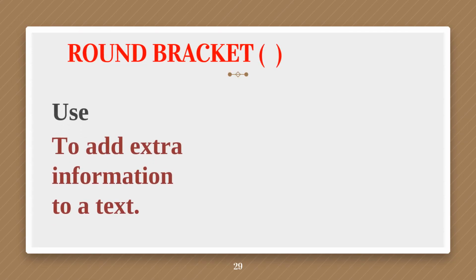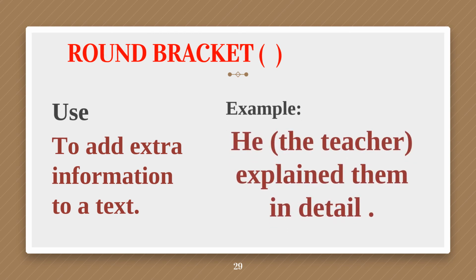Round bracket, you can see the sign here. Why do we use it? To add extra information to a text. For example, "he". Now he explained them in detail, but we want to add some extra detail: he (the teacher). The person who is explaining is a teacher. That is extra information I have added with the help of round brackets.